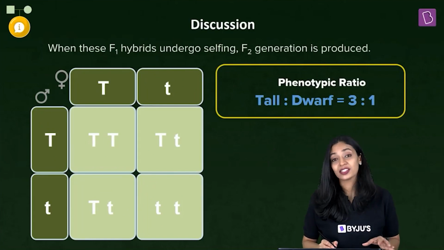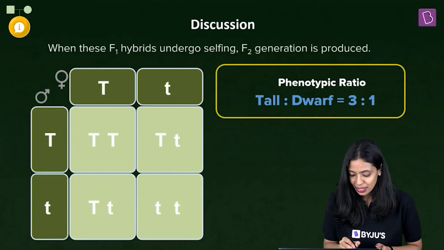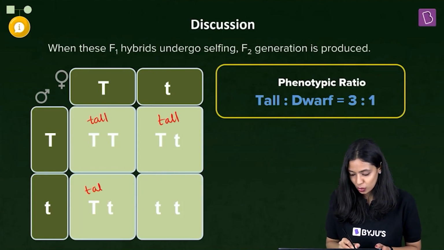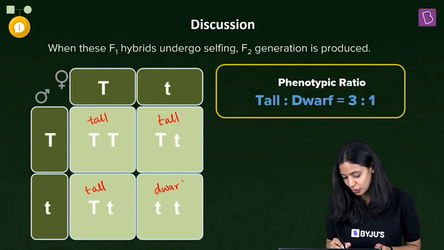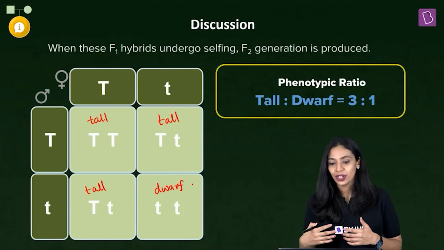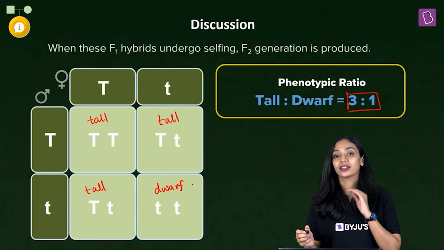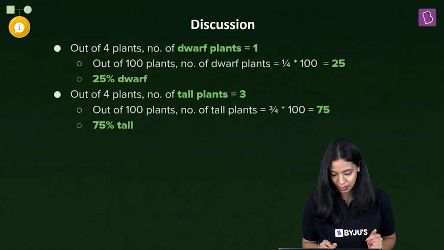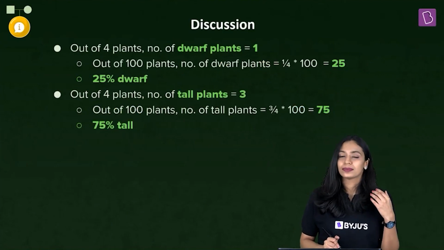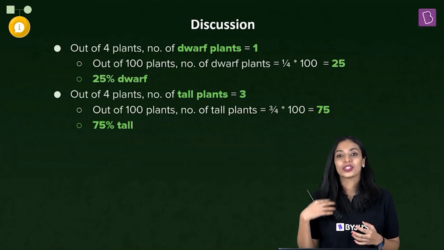In the question, we were asked about the phenotype and not the genotype, right? So let's look at the phenotype. Capital T capital T will be tall. This also is tall. This also is tall. And this will be dwarf, right? So the phenotypic ratio in this F2 generation would be 3:1. There are 3 tall plants and 1 dwarf plant. So the number of dwarf plants out of 4 was just 1, right? So 1/4 of the offspring was dwarf.